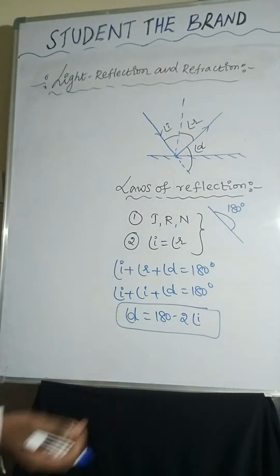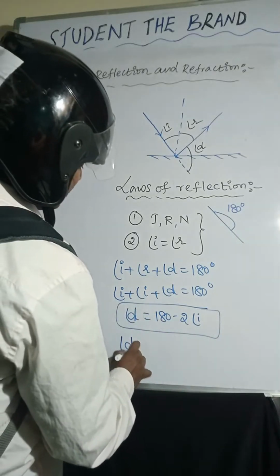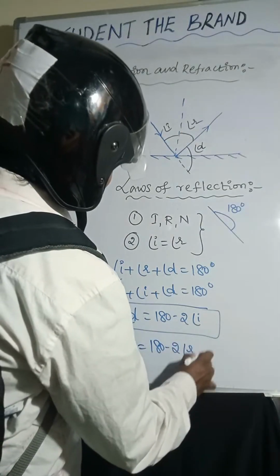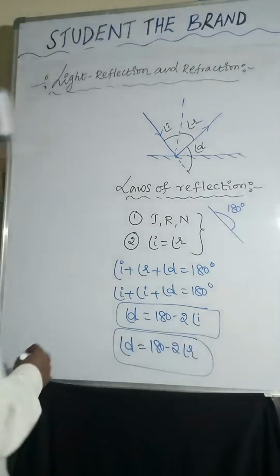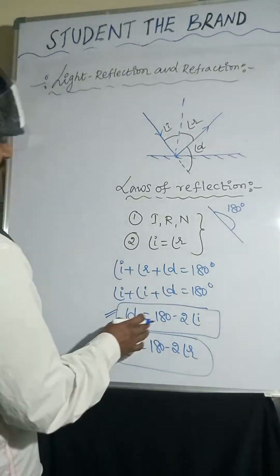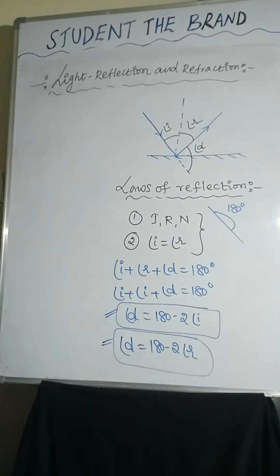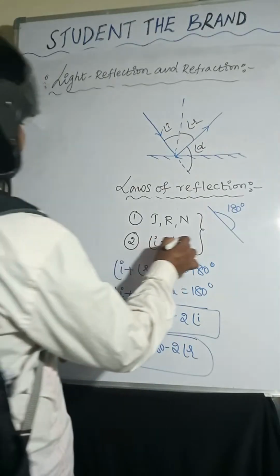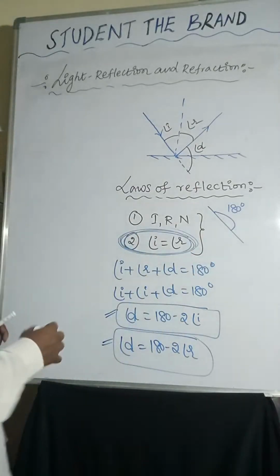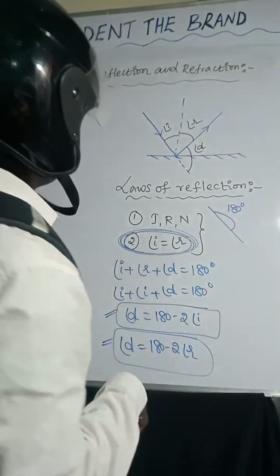Now we can write it in another form: angle of deviation equals 180 minus 2 angle of reflection. I hope it is very clear. So angle of deviation equals 180 minus 2 angle of incidence, and angle of deviation equals 180 minus 2 angle of reflection, because from the laws of reflection, the angle of incidence is equal to the angle of reflection.